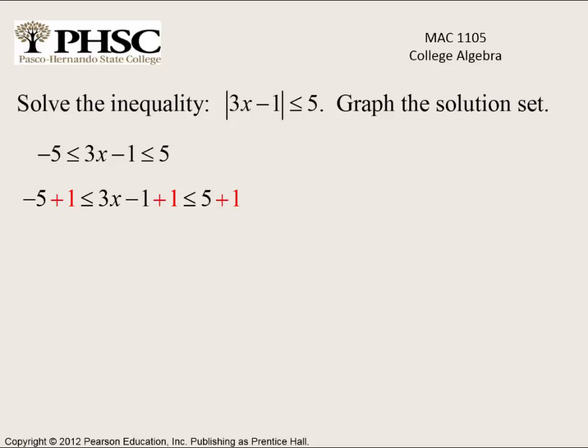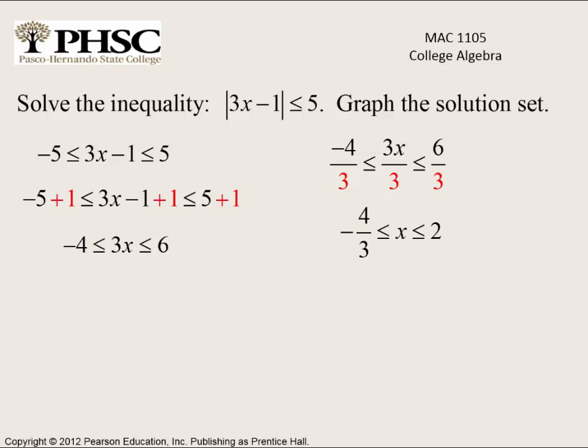And what that's going to do for me is get rid of the negative 1 in the middle part of 3x minus 1. So now I have negative 4 is less than or equal to 3x less than or equal to 6. Now I divide everything by 3, and then I simplify. So then I end up with negative 4/3 is less than or equal to x less than or equal to 2.